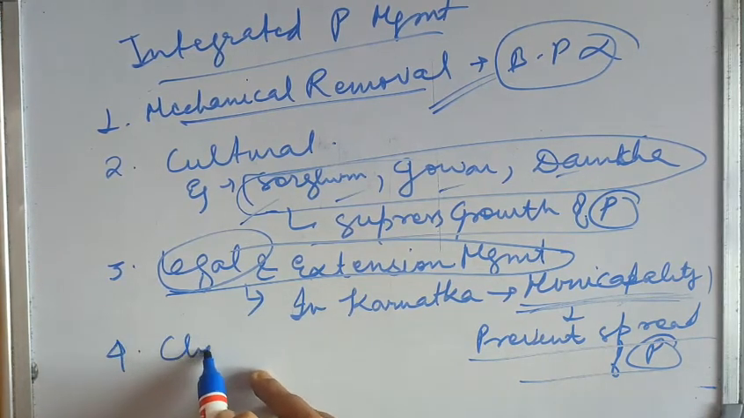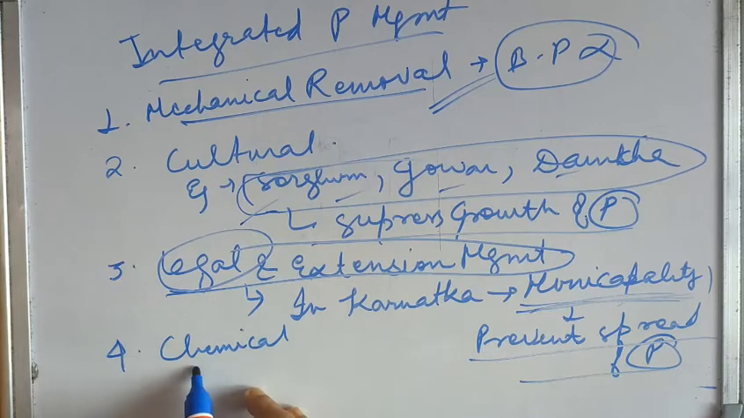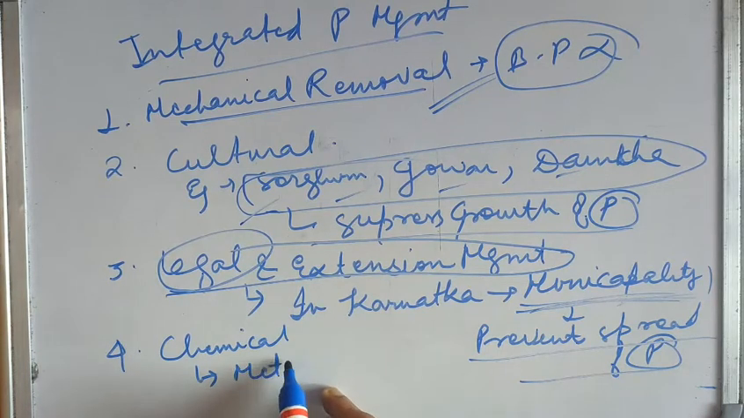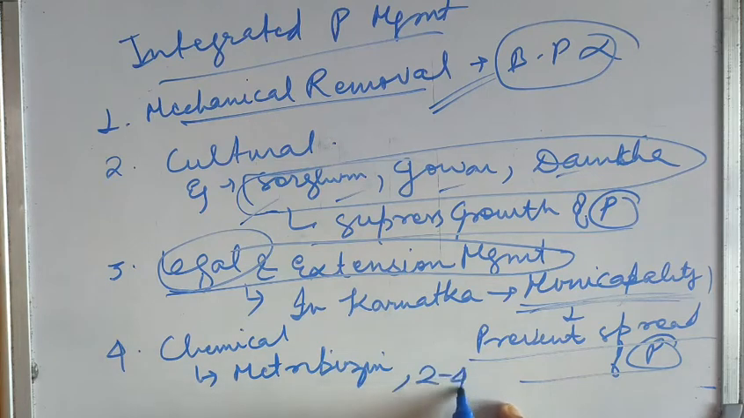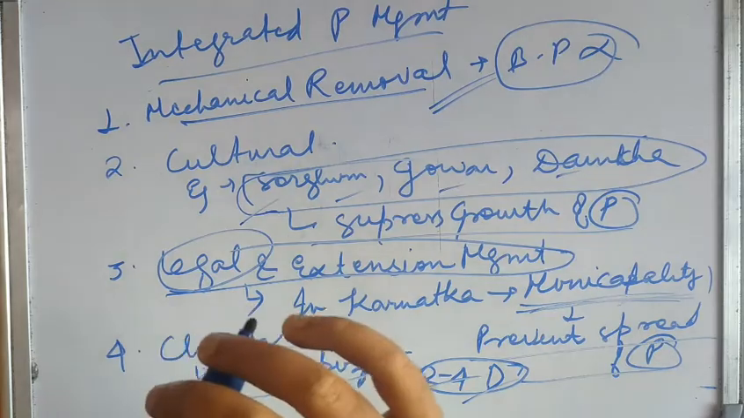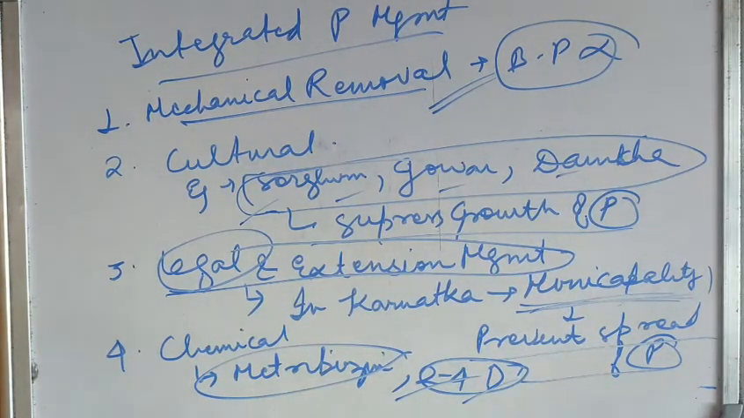For chemical management, we can use metribuzin and 2,4-D. These are the chemicals which can be used to remove or kill Parthenium. Metribuzin and 2,4-D.